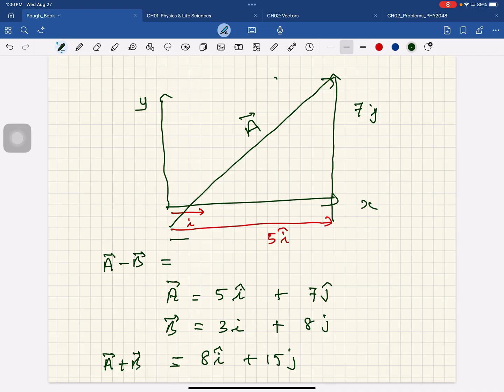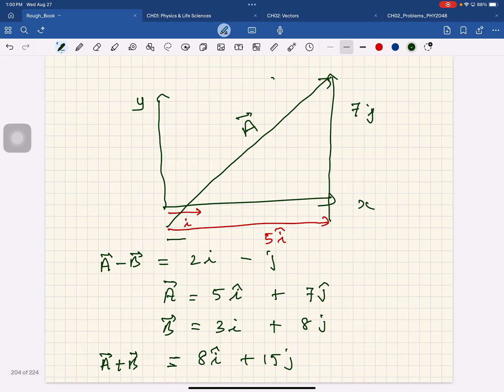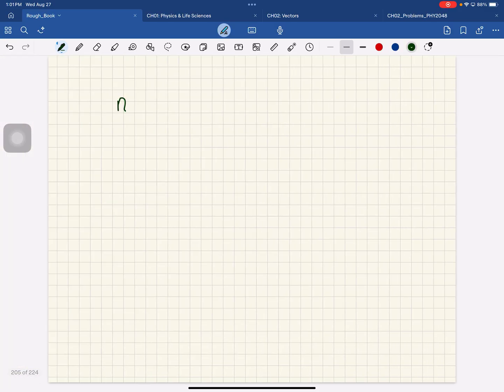I don't know how to do A minus B. You guys want to help me? 2i minus j. All right. So you know how to add and subtract vectors. The rule is the following. This is called the x component of A. This is called the y component of A.